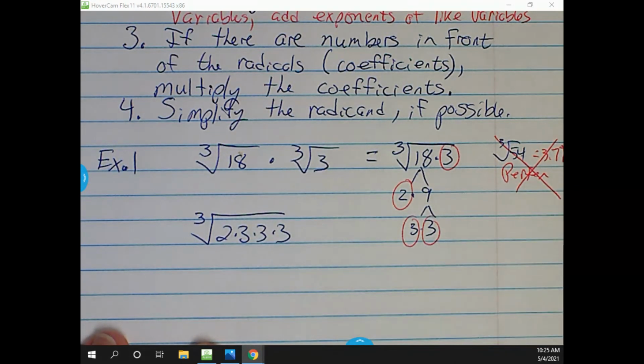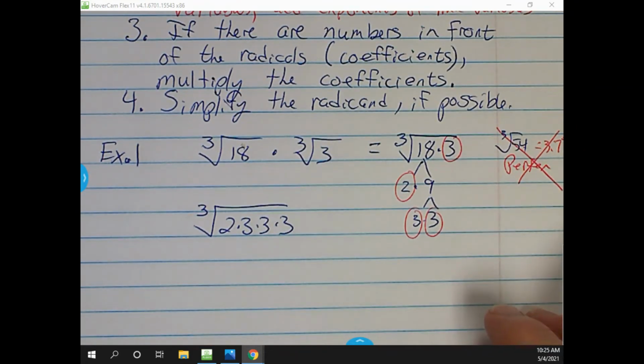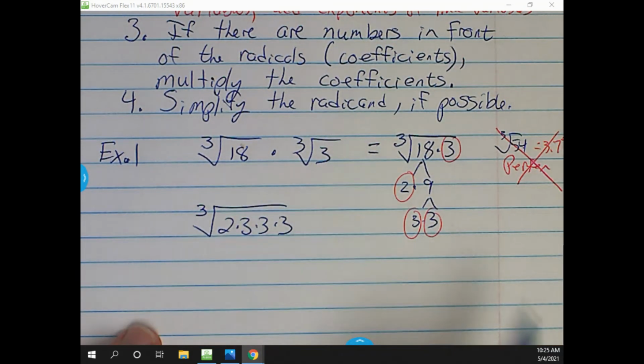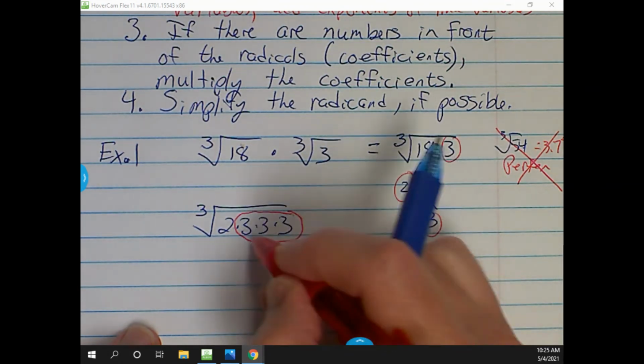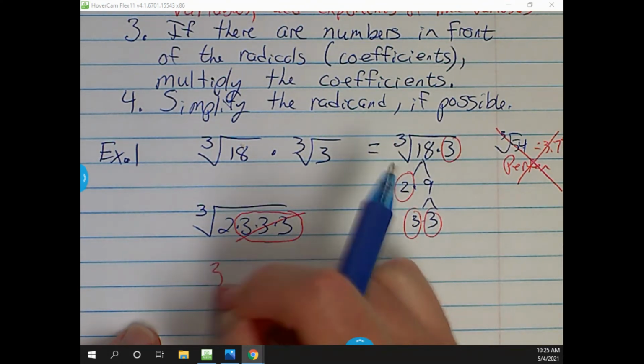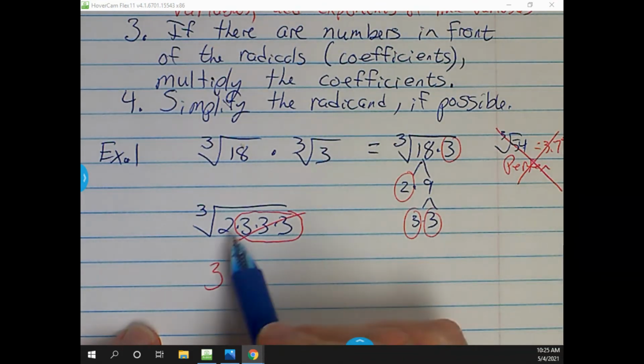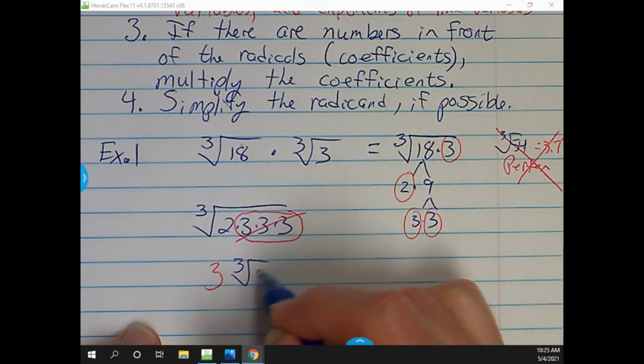Okay, so we'll break all the numbers down. We simplify everything as much as we can. And because it's the third root, we're looking for 3 of a kind. There's the 3 of a kind right there. So we can take that 3 out. And there's only 1, 2. We need 3 of them to break it out. So that's going to stay the third root of 2.